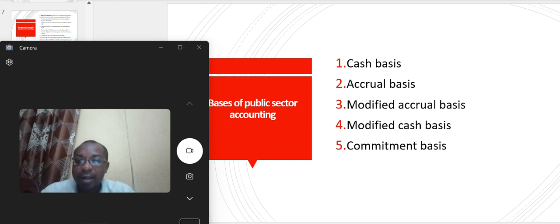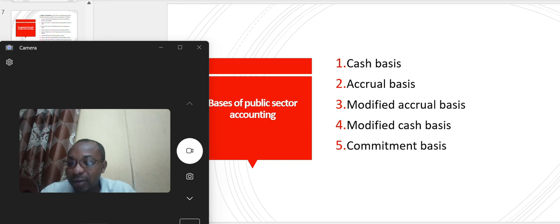Then modified cash basis of accounting. What do we mean by that? You know that if we are using cash basis of accounting, there are some transactions that happened in a period that will not be captured because their payments have not been done or their cash has not been received. Therefore, modified cash basis of accounting is introduced to take care of these transactions that happened in that period but were not captured. So what is modified cash basis?